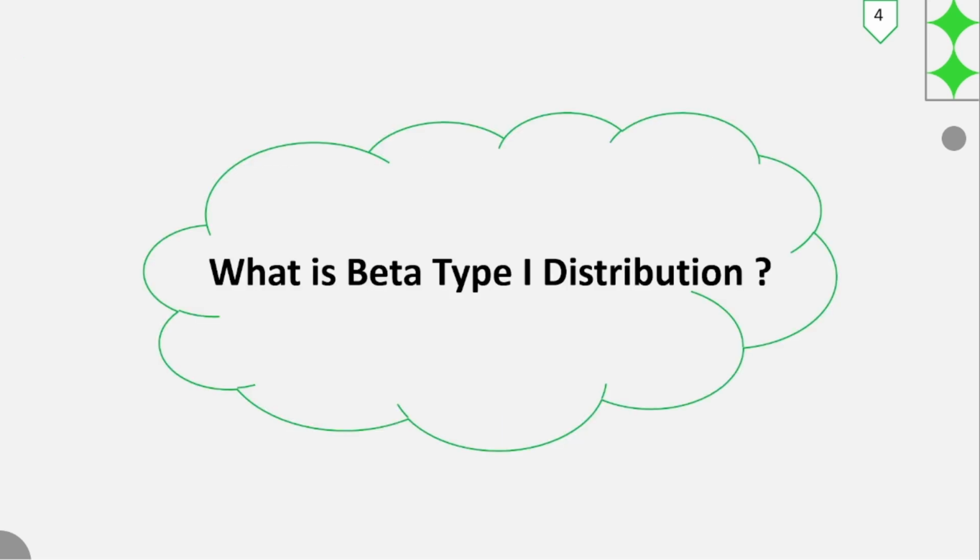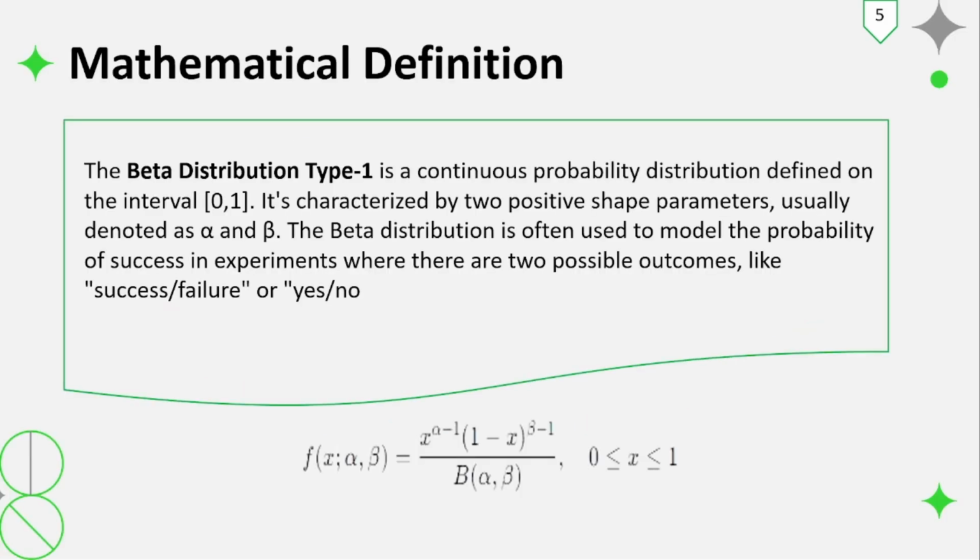So, what is beta type 1 distribution? Beta type 1 distribution is a continuous probability distribution defined on the interval of 0, 1. Basically, there are two parameters, alpha and beta. Based upon that, the distribution is shaped. The beta distribution is often used to model the probability of success in an experiment where there are two possible outcomes, like success or failure.